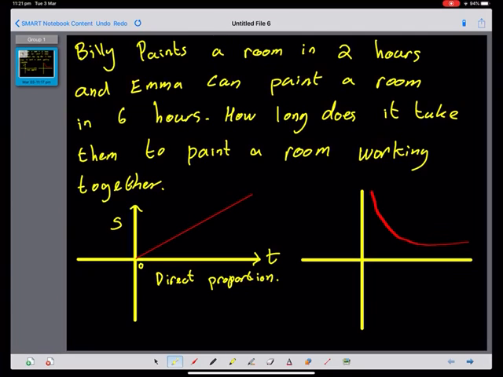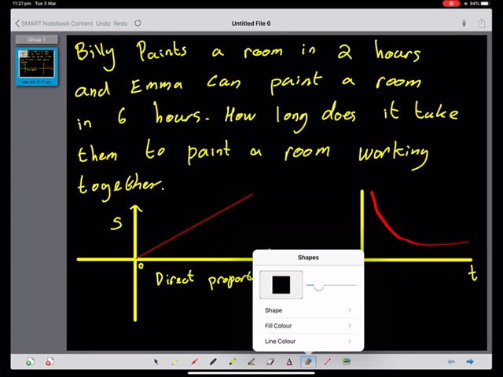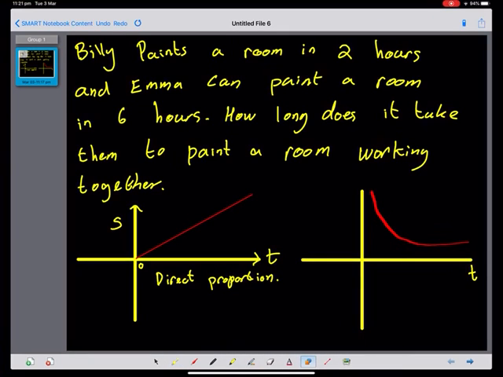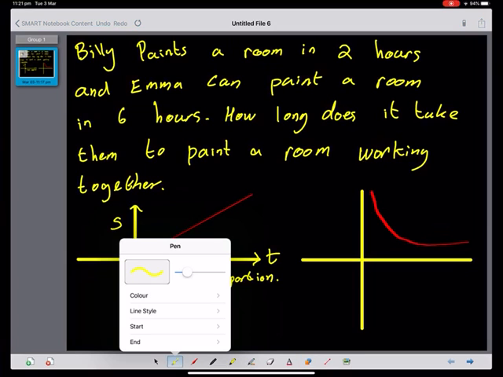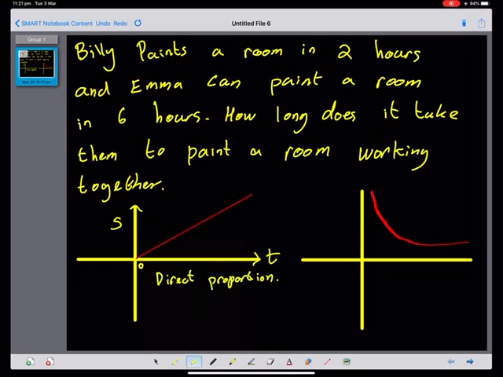But two variables sometimes do not increase or decrease together. Sometimes when you increase one variable, another variable decreases. So let's have a look at something called inverse proportion. Okay, so I'm drawing an inversely proportional graph. So let's just label that inverse proportion.